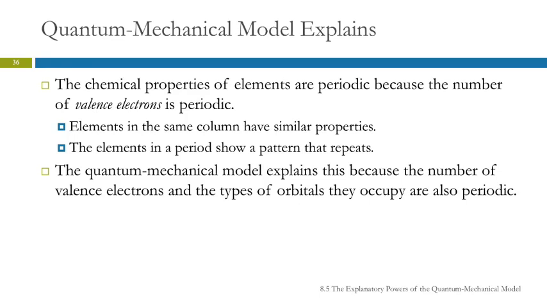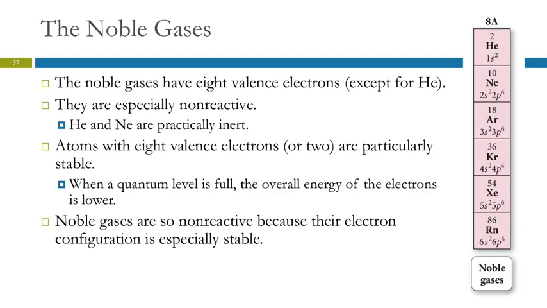The number of valence electrons and the types of orbitals that they occupy are also periodic, and they follow the shape of the periodic table. I'm going to look briefly at some different families here. So the noble gases.